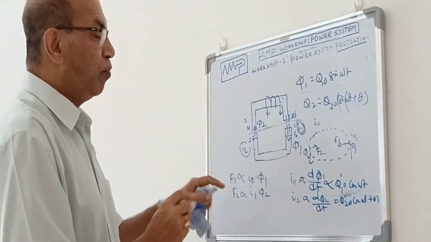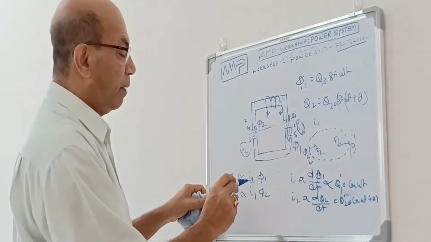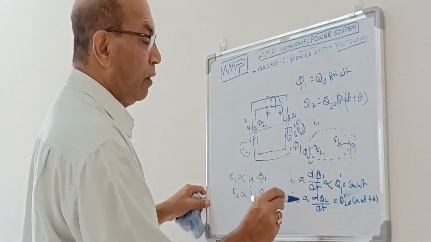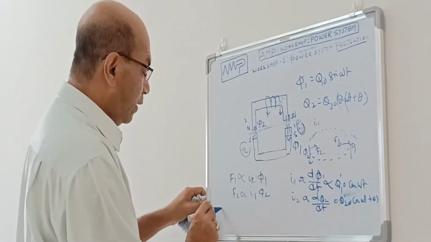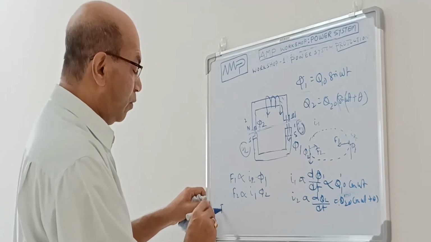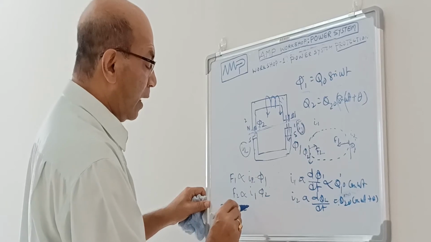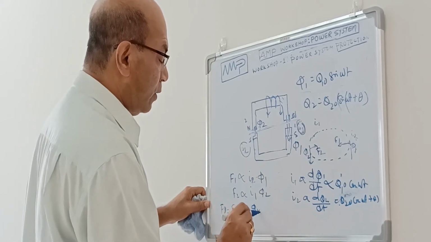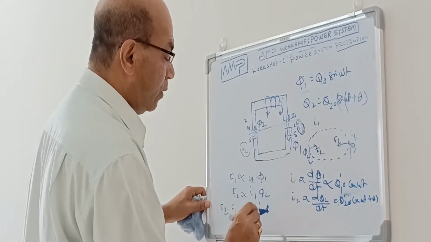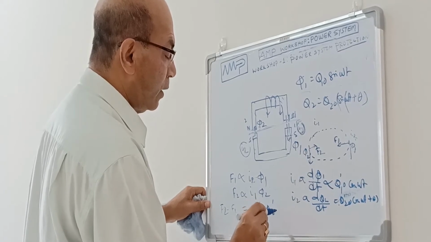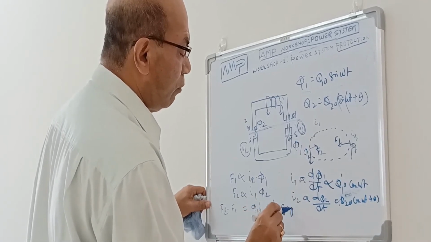Now if you multiply I2 by phi1 and I1 by phi2, you will get F1 and F2. Then F2 minus F1 will ultimately give phi10 dash into phi20 dash into sine of theta. The omega t will not be there in the final result.